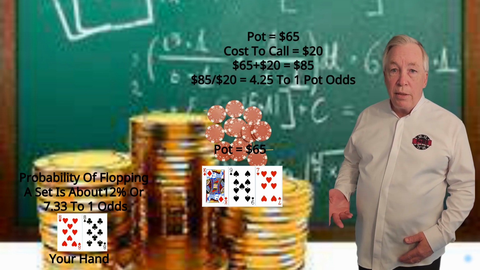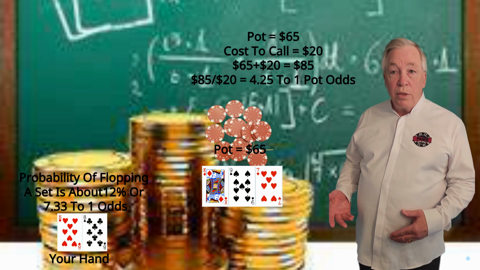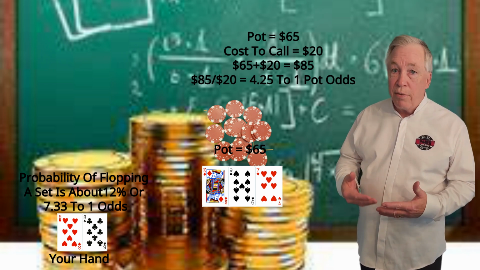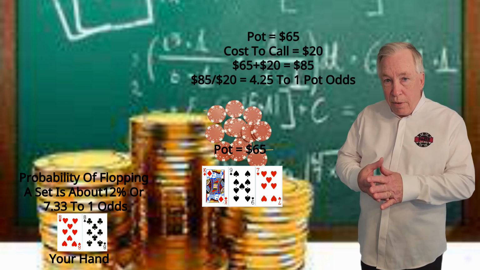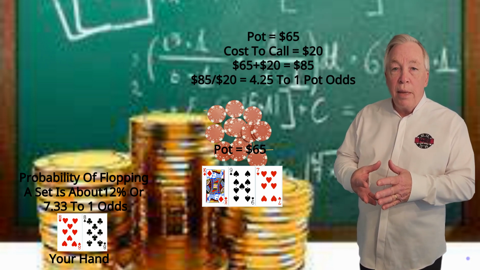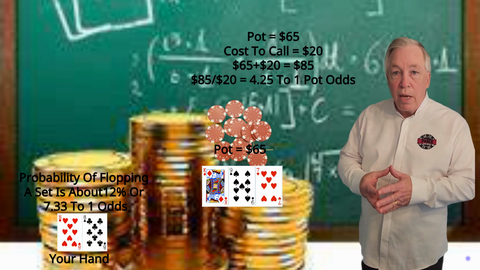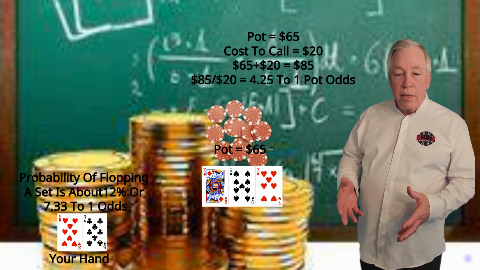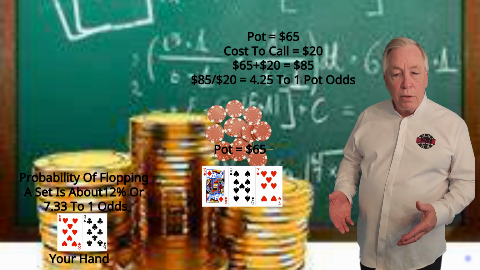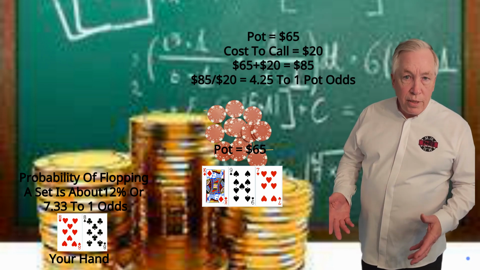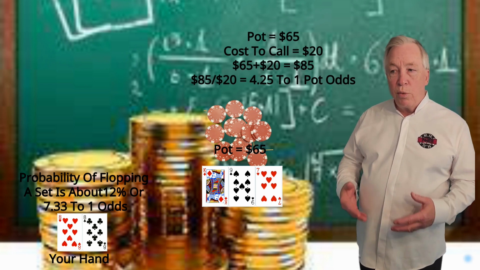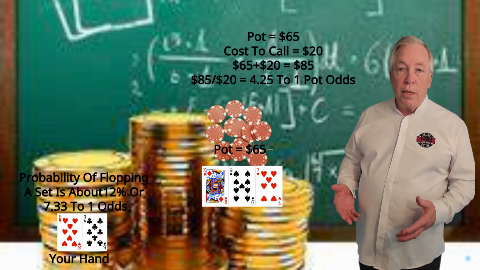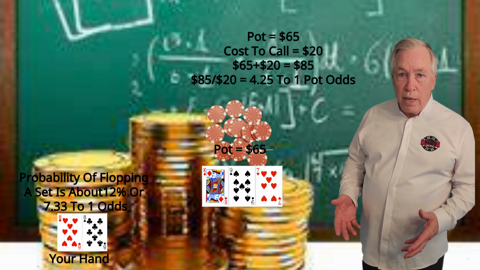Calculating pot odds in Texas Hold'em involves comparing the current size of the pot to the cost of a contemplated call. This helps us determine if making the call is profitable over the long term. In our example, the current pot is $65. To get your pot odds, take the current size of the pot, $65, plus the cost to call $20, giving us $85. And then divide that by the cost to call, which is $20. This will provide us with 4.25 to 1 pot odds.